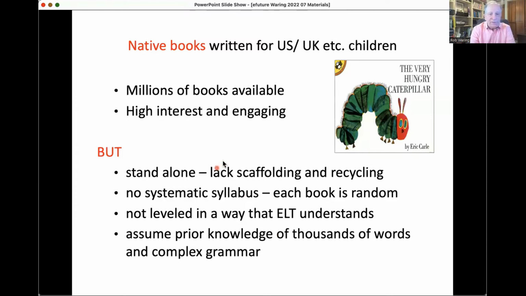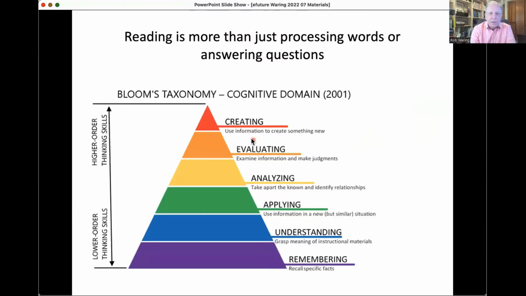And I think it's important to understand that reading is more than just processing words or answering questions. Now, I've talked to many teachers around the world who believe that materials written for natives are absolutely fantastic for their students. I know many teachers who say that.